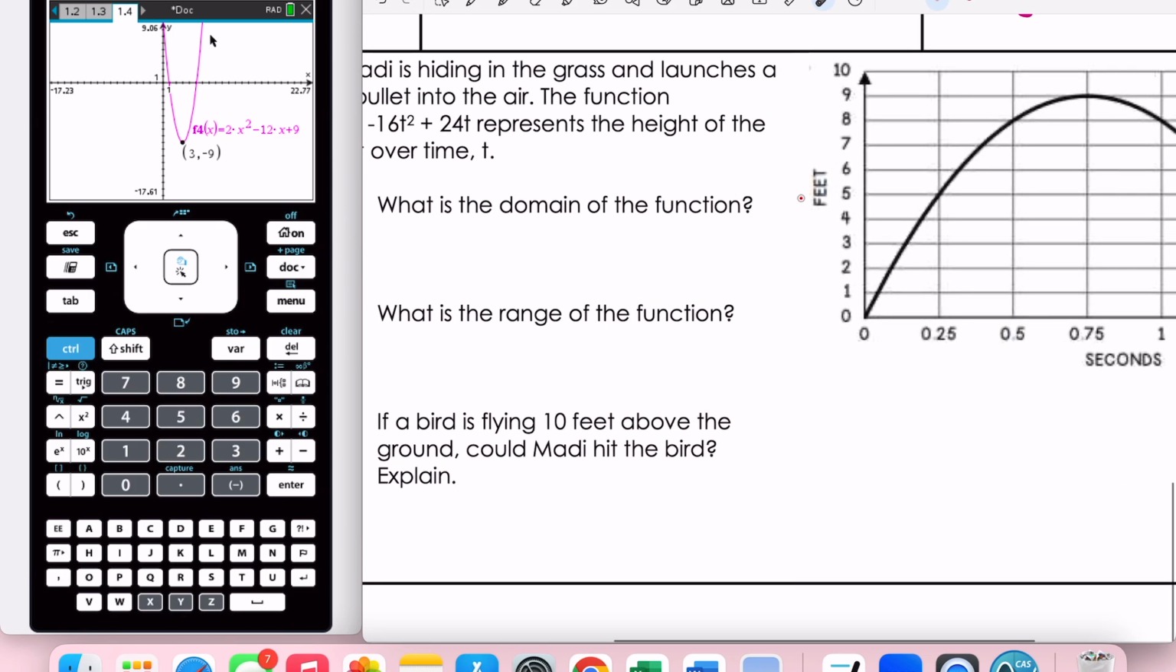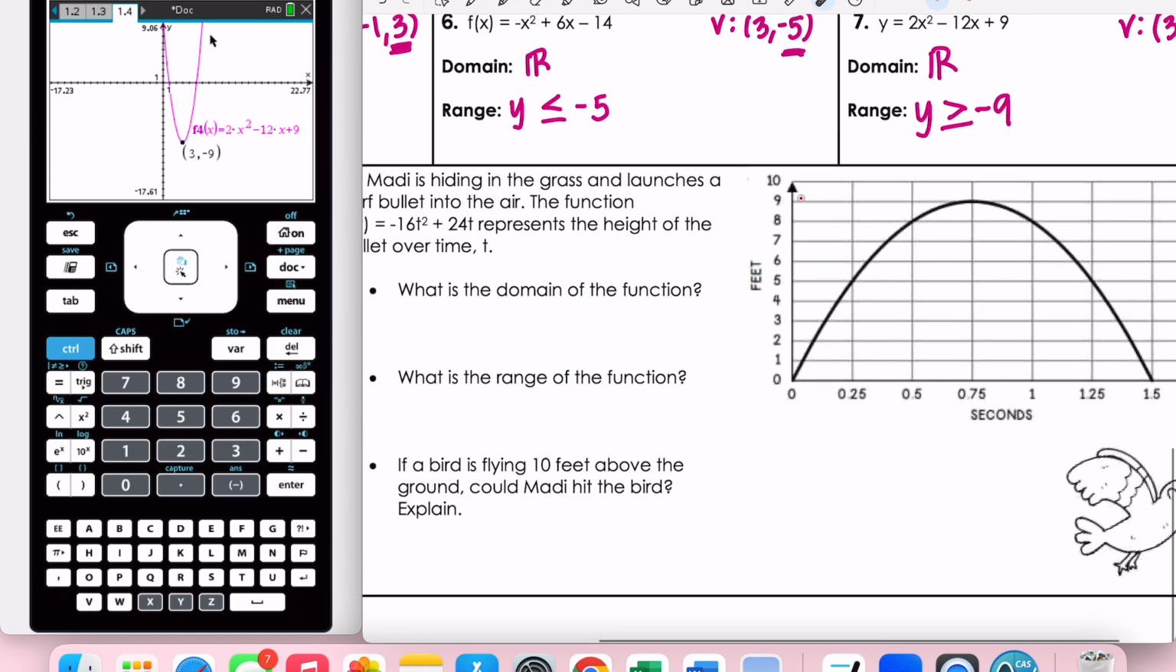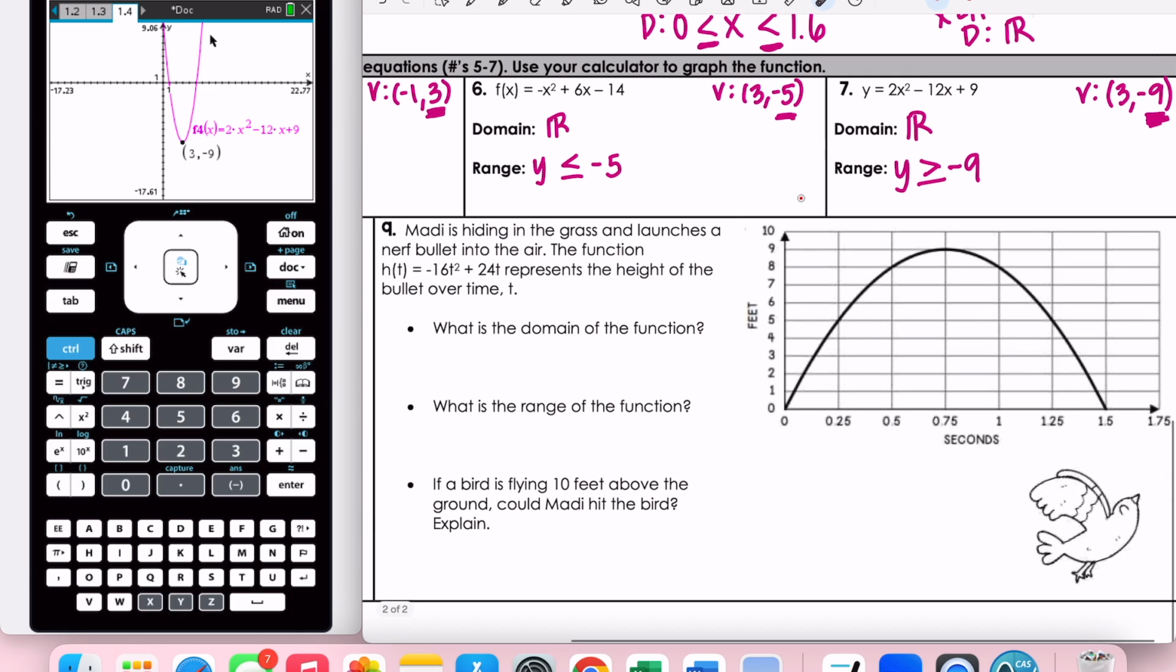Next problem is our last problem, number 9. Maddie is hiding in the grass and launches a Nerf bullet in the air. The function h of t equals -16t squared plus 24t represents the height of the bullet over time. The first question would like us to find the domain of the function.